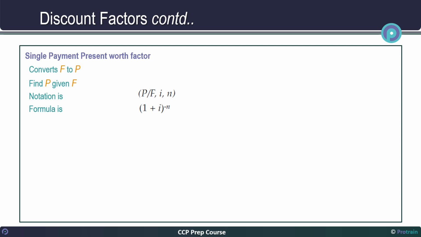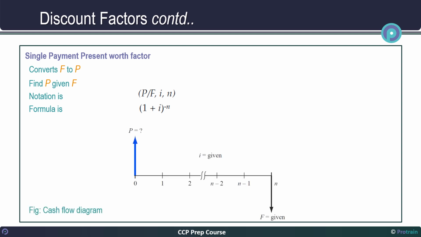Figure now shown on the slide represents cash flow for single payment present worth factor. The cash flow shows that we have to find P when F is given.